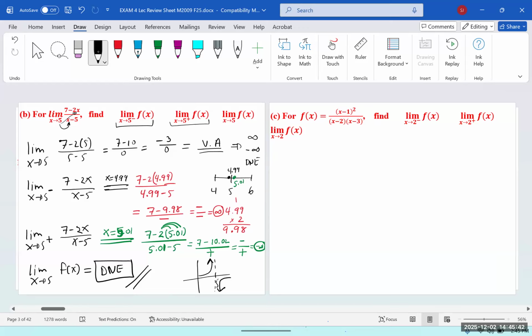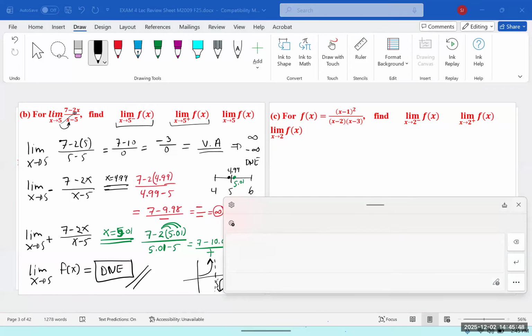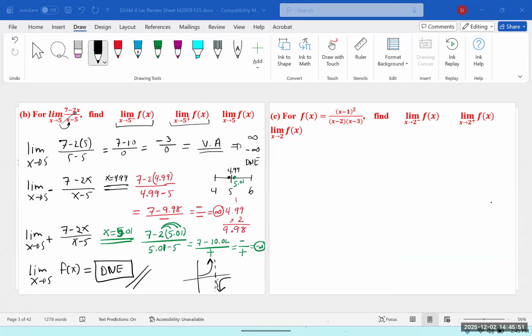The next question is find the VA. VA means vertical asymptote. In your last class with the sub, did you guys learn about vertical asymptote? What is vertical asymptote? Did the sub go over that with you? No.